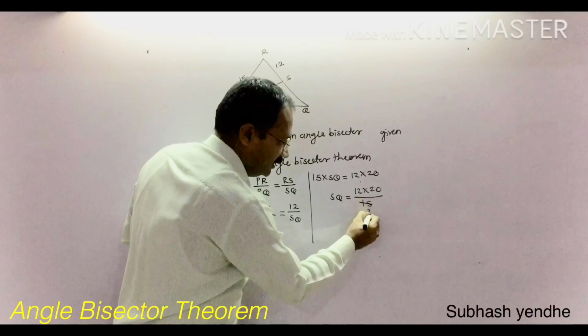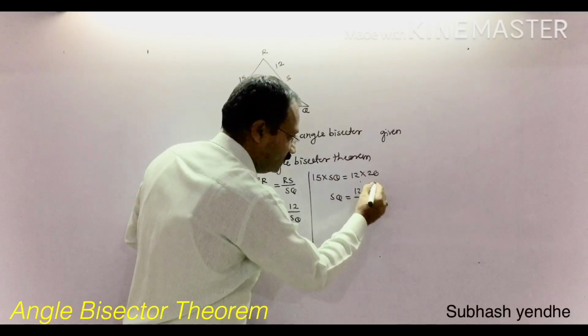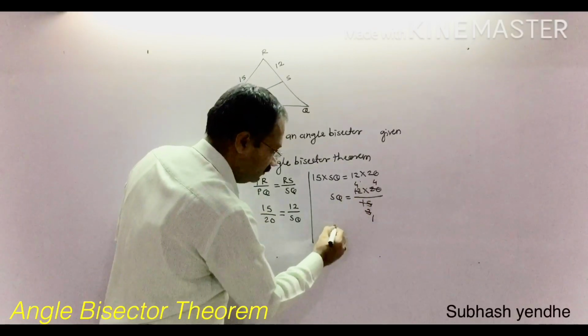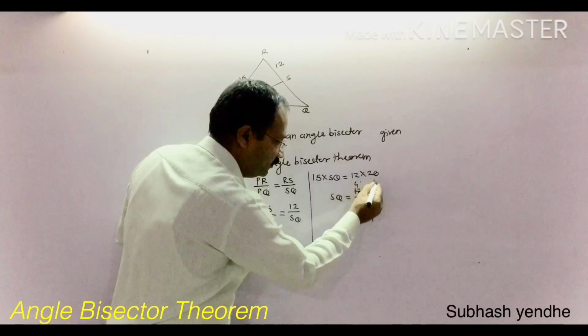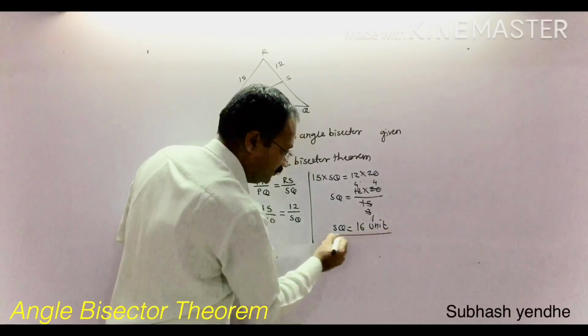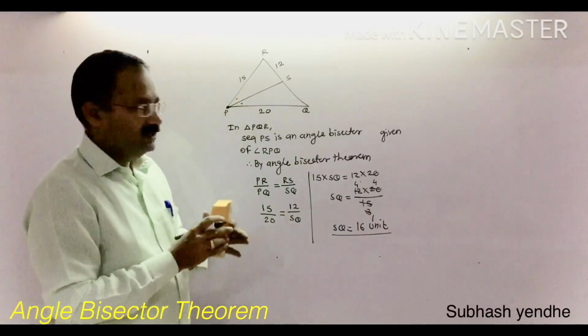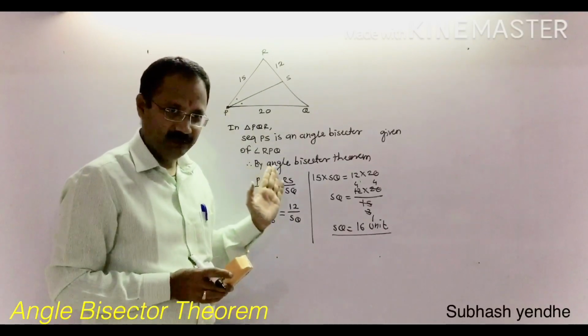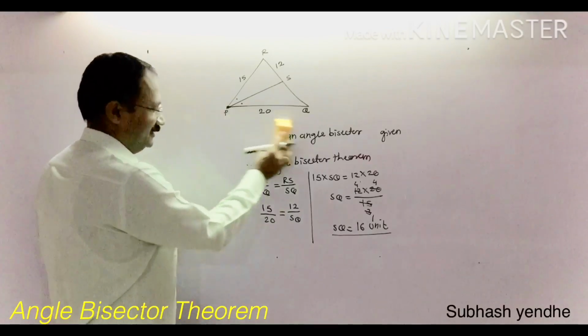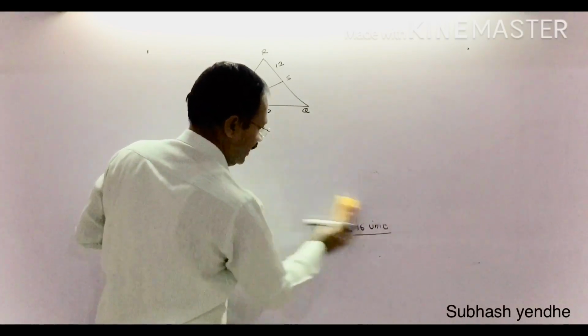So 5 threes are 15, 5 fours are 20, and 3 ones are 3, 4s are 4. So SQ will be 4 into 4, which is 16 units. This is your answer. This is a sum related to the angle bisector theorem. Now the third theorem is the IT theorem.